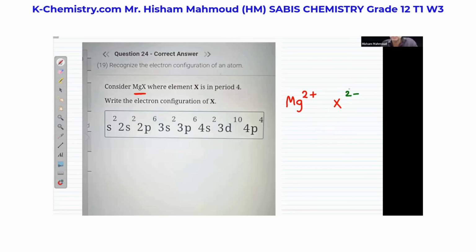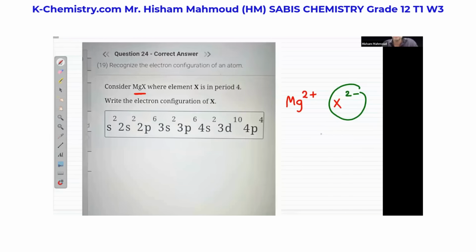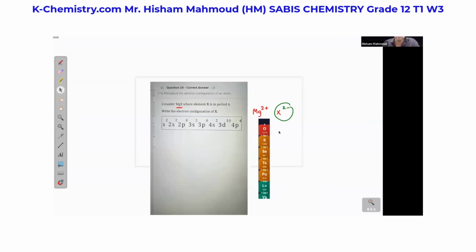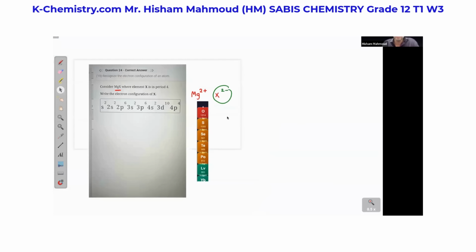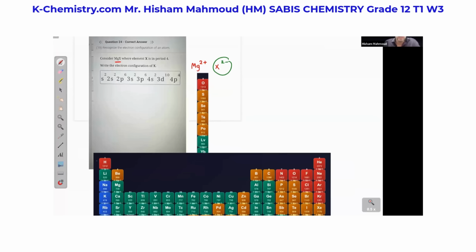What is the benefit of knowing that this is 2-? The only group that becomes 2- is group 6. We know that group 6 is the only group that's always 2-. So I know that it is in group 6 now. Very good information. So if you know that it is in group 6 and it is period 4, it's very easy to locate the element. Yes, it is in period 4, and group 6.